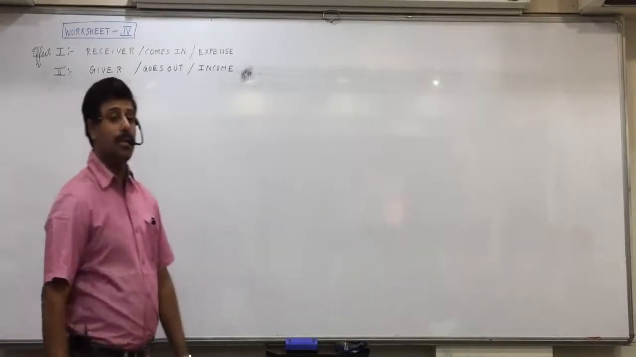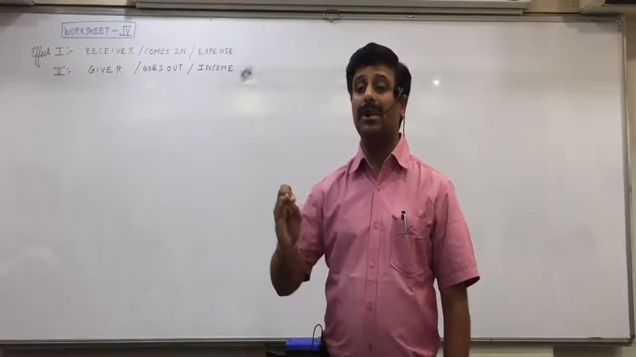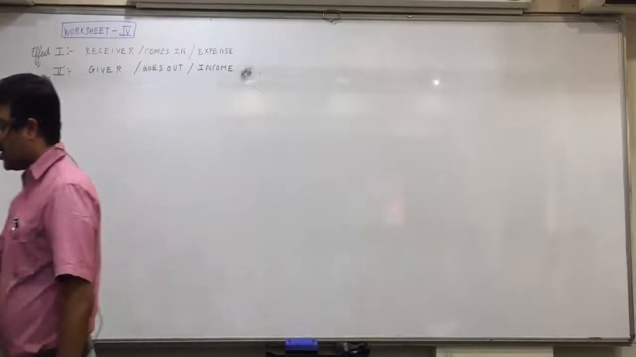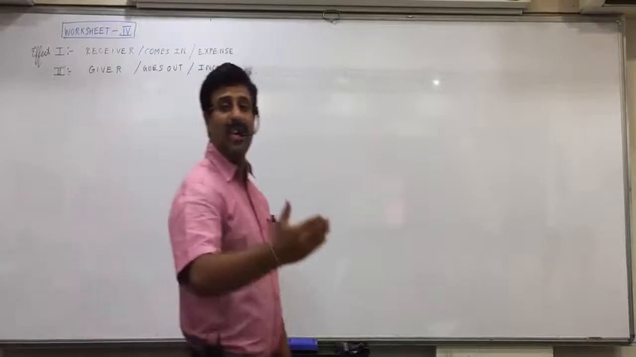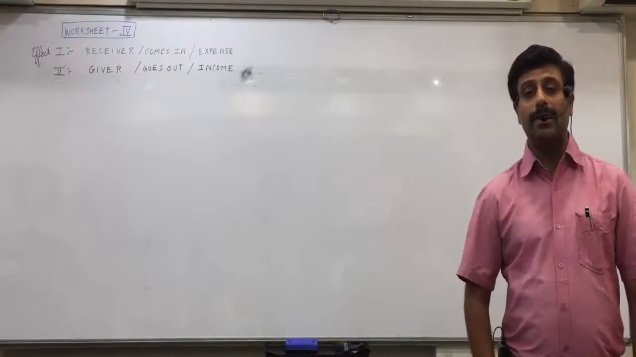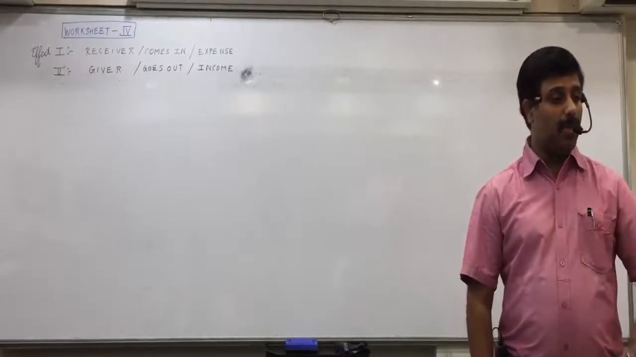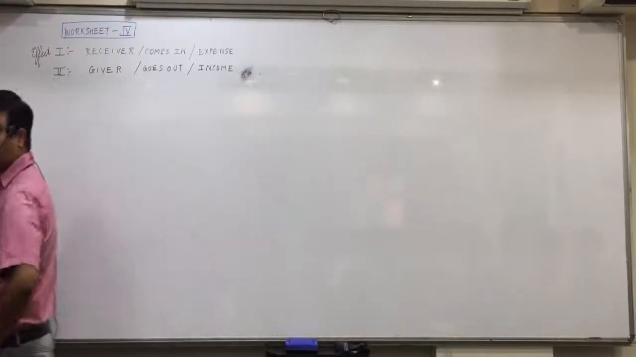Now onwards you'll ask 3 questions to yourselves. First, who is the receiver? Second, if you don't get the answer, what comes in? Third, if you don't get any answer, then which expense is incurred? And for the second effect also you'll ask three questions. First, who is the giver? If you don't get the answer, what goes out? Which income is earned? Is everyone clear with this?